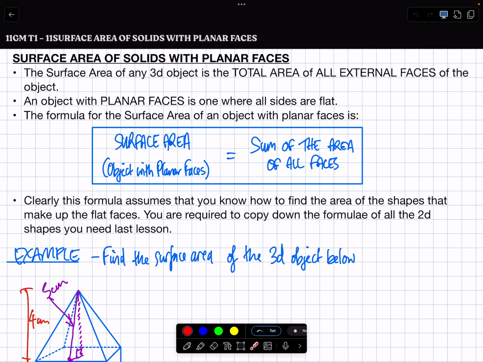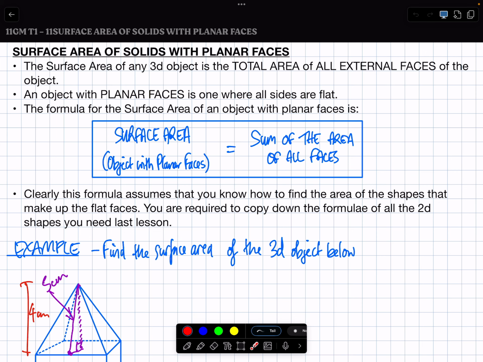Okay, in your DI, after you've designed your chess piece, you're going to find the surface area of it, because we're going to pretend to paint the thing. How do you find the surface area of something that has planar, what does that mean? Flat sides. There's no special formula for that. The surface area of an object with plane faces is just the sum of all the areas.